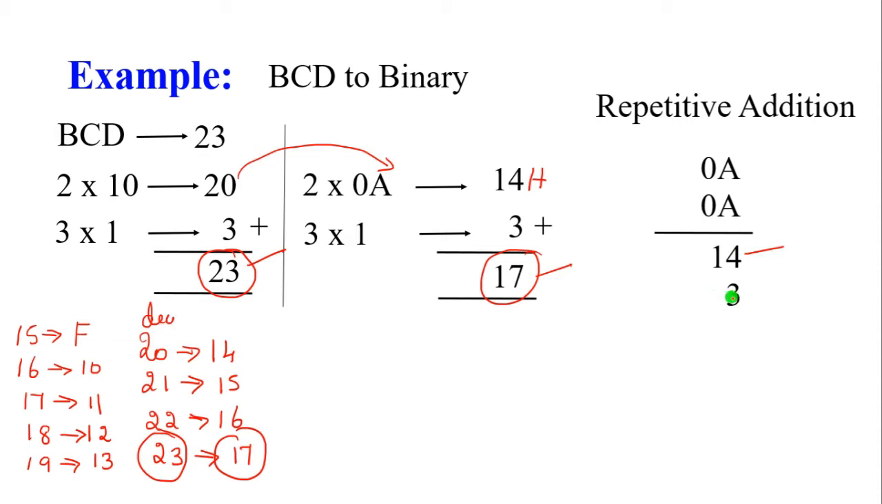This is 3 into 1, which is 3. After this, we perform the addition operation. The value becomes 17. Like that, we are going to perform it. If the tens digit, that means the higher nibble, has the value 9, then the 0A value is added 9 times. That is the repetitive addition method, which can be used for 8-bit BCD to binary conversion. Now I am going to explain this program step by step.